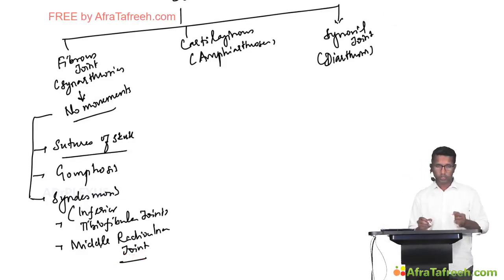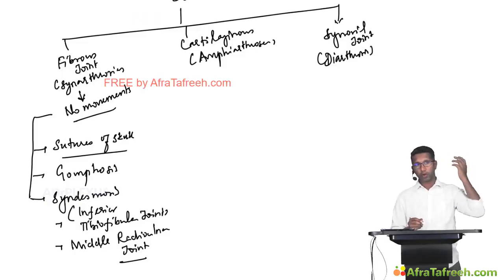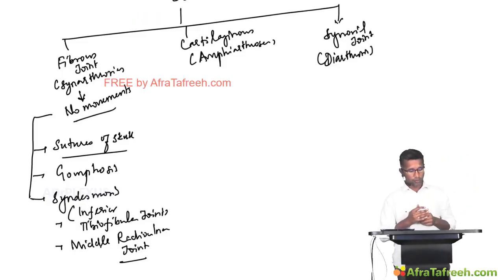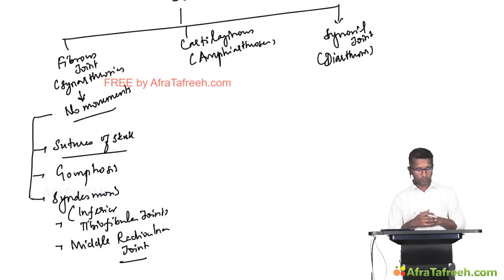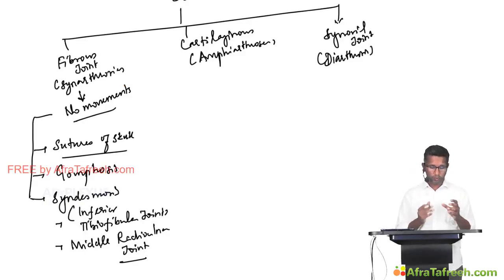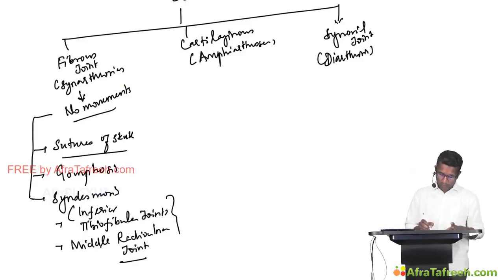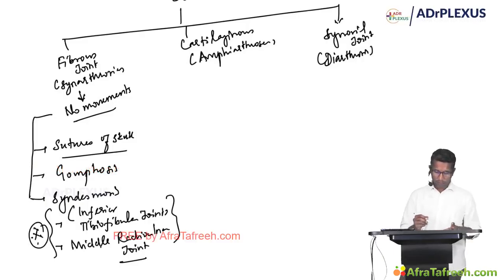Examples are the sutures of the skull, namely the sagittal suture, the coronal suture and the lambdoid suture. All these are examples of sutural joints. The joint between the teeth and the socket is called a gomphosis. Syndesmosis is a fibrous joint where no movement takes place. These are all most frequently asked questions. Many times these questions have come. Also, please have an understanding of this.